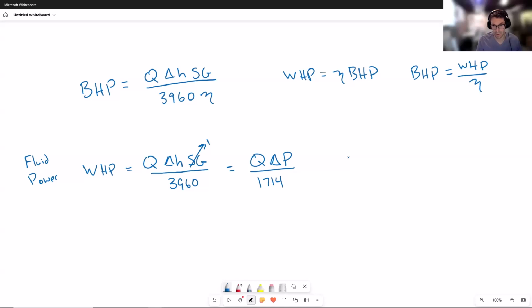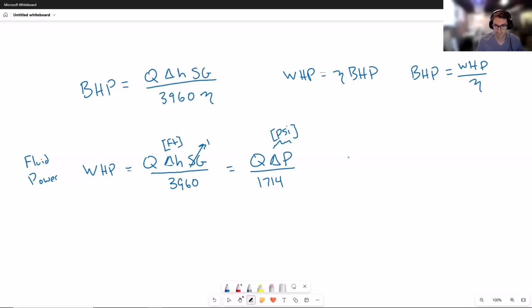You don't need it for water. You don't need it for anything. You can use this equation for anything. But you have to know the delta P, the change in pressure, which is in PSI. That's the units for that term. Whereas this has units of typically feet, it's length units.